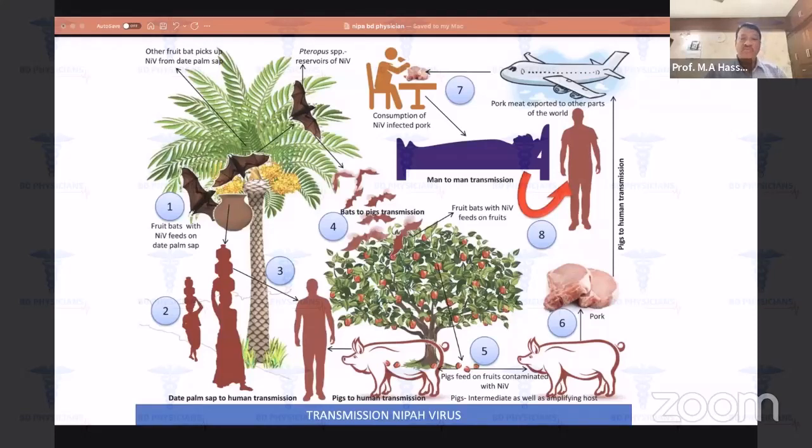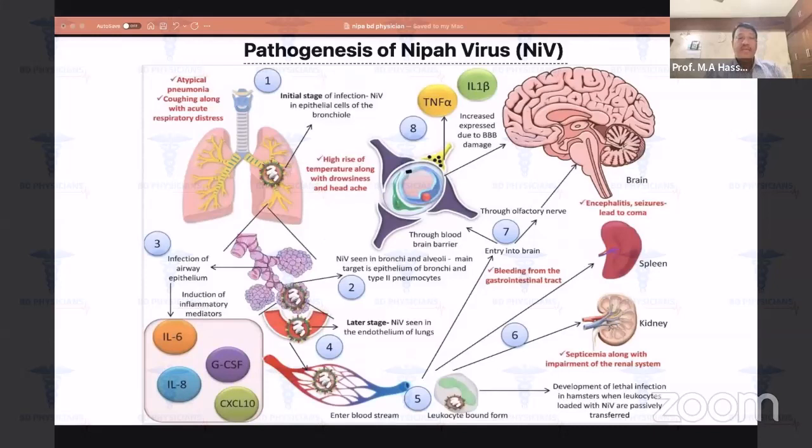So these two routes are responsible for contamination and transmission of the Nipah virus in the human body. And if we look at the pathogenesis of the virus, in the initial stage, the Nipah virus infects the epithelial cells of the bronchiole, and it also causes atypical pneumonia like COVID, with coughing along with acute respiratory distress. Secondly, in the bronchi and alveoli, the main targets are the epithelium of the bronchi and type 2 pneumocytes. So they have some similarity in pathogenesis with the COVID virus.